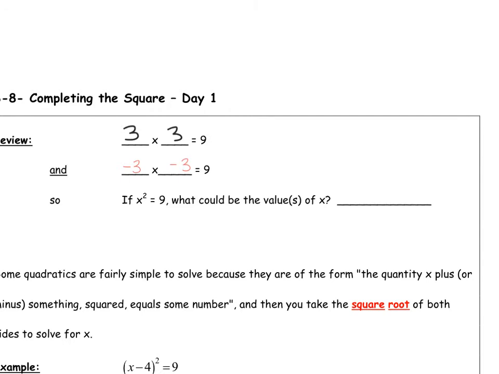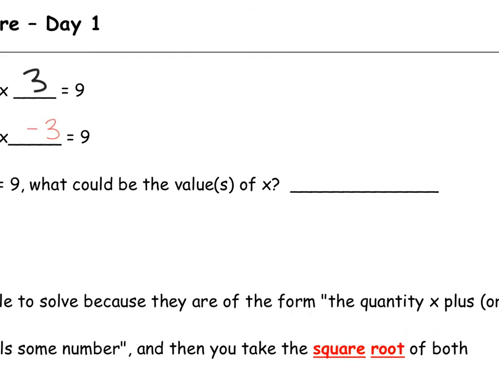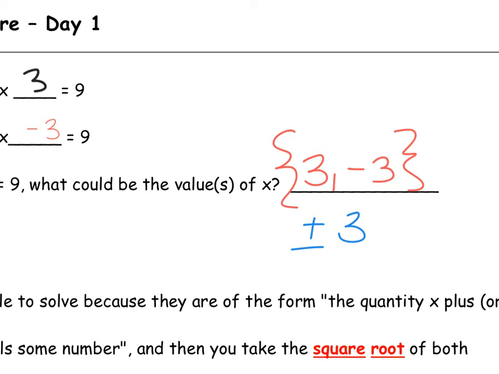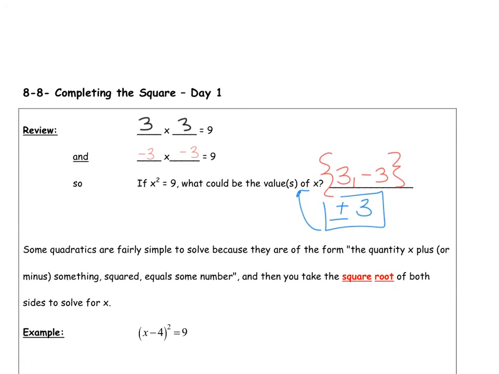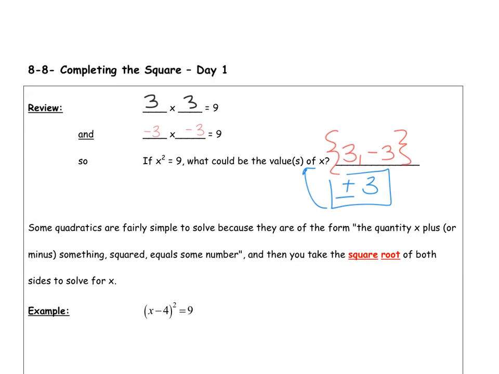So I could actually have 3 and negative 3. Here's the issue. Mathematicians are very lazy. We don't like to write numbers that are the same twice, just one positive, one negative. So we're actually going to switch it up a little. We're going to write this as plus or minus 3. That would be your answer for the values of x. We say it simply as plus or minus, where the plus is on top and the minus is below.